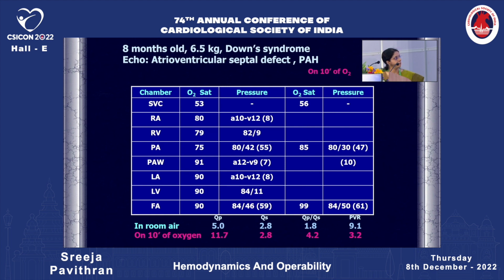This is on room air. However, the diastolic pressure in room air is 42 in the PA and 46 in the aorta. There is only a 4 millimeter difference. And the mean pressure also, similarly, PA mean is 4 millimeter less than the aortic mean. So this is the basal data.